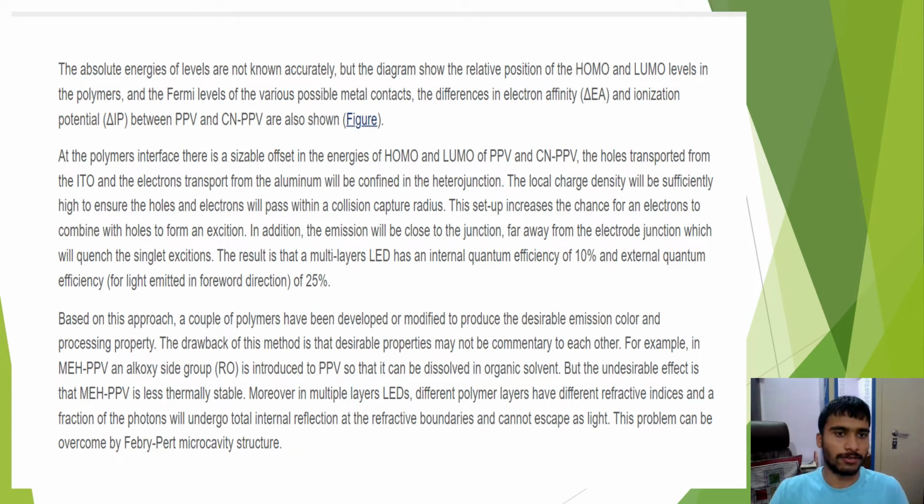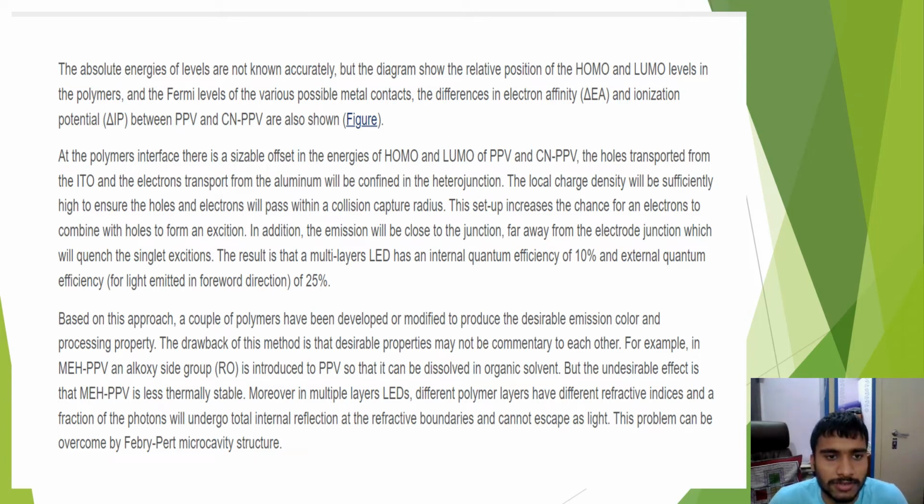The absolute energies of the levels are not known accurately, but the diagram shows the relative position of the HOMO and LUMO levels in the polymers and the Fermi levels of the various possible metal contacts. The differences in electron affinity, delta EA, and ionization potential, delta IP, between PPV and CN-PPV are also shown.